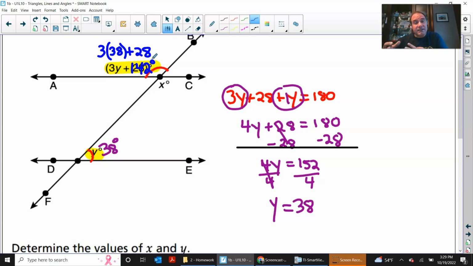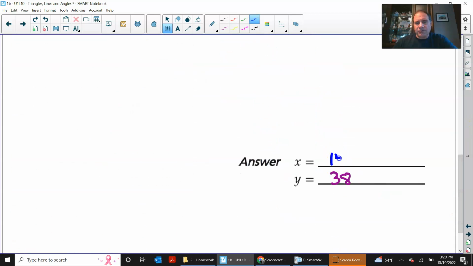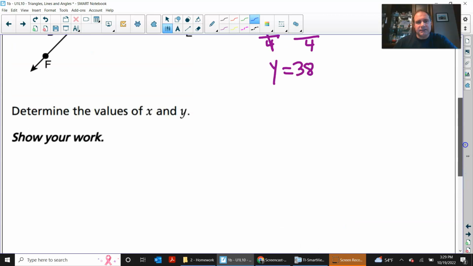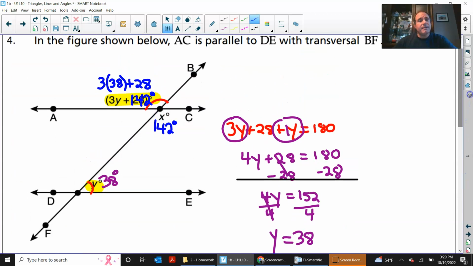So what is x? Yes, x is vertical, right? So these are vertical angles. So x would have to be 142 degrees as well. And that is the only way you could solve it. So we're going to put 142 degrees, and that is it. All right, that was a little bit of a tricky question, but remember, this is the work. This is like an 8th grade state exam question that is really tricky.